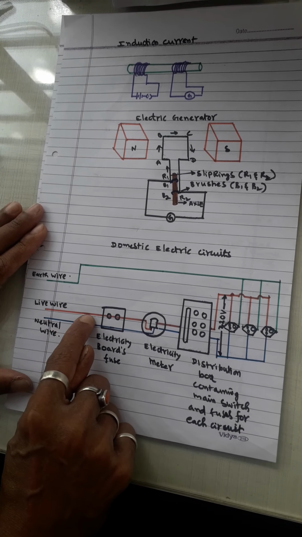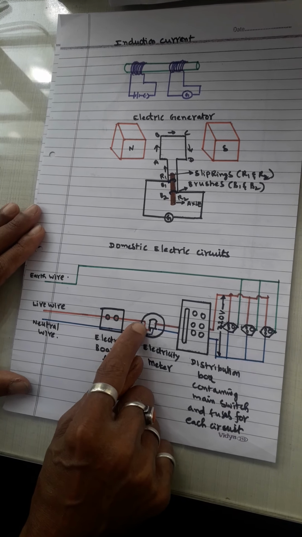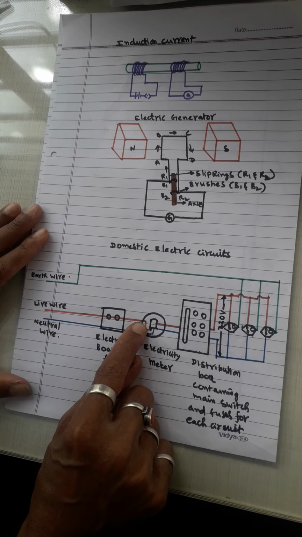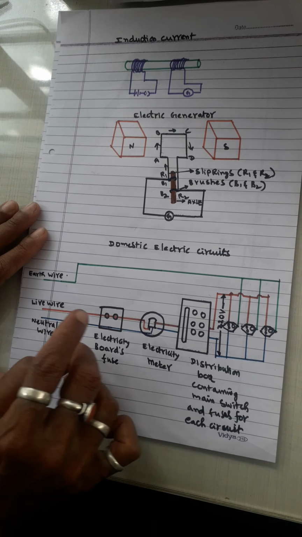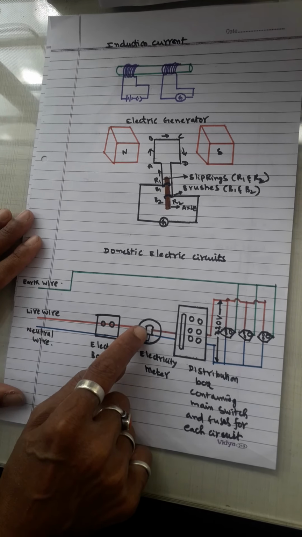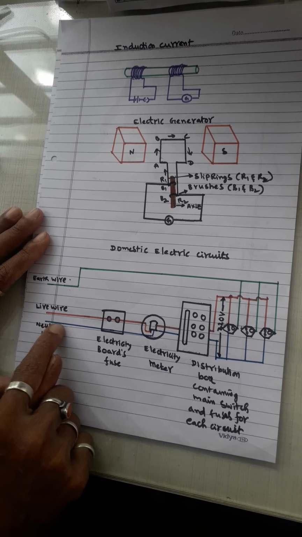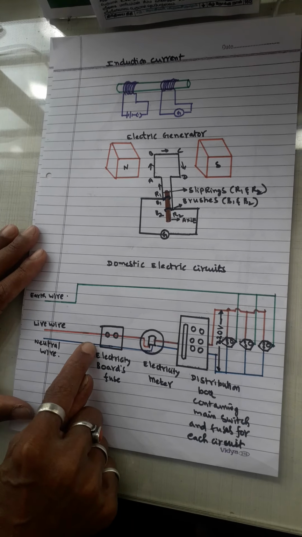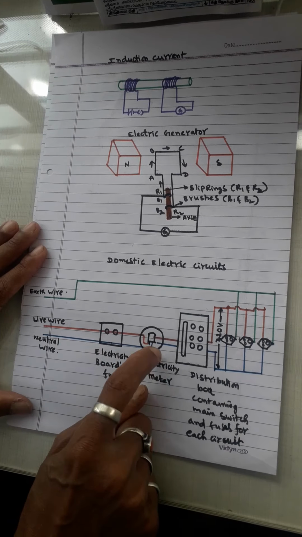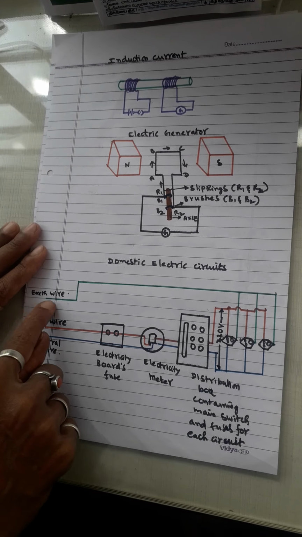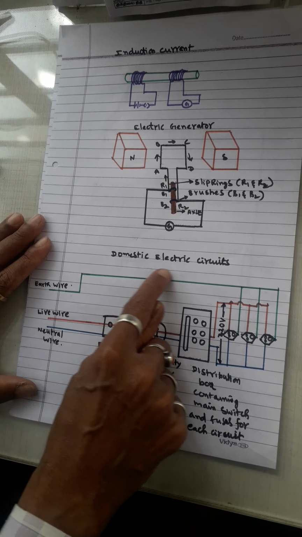Live wire is always given in red color only. So red color wires are there, you can identify that it is a live wire. So what is meant by live wire? Here only exactly current passes. Then this is a neutral wire. Neutral wires are given maybe white or blue colors. Then apart from that, earth wire is given in a green color.